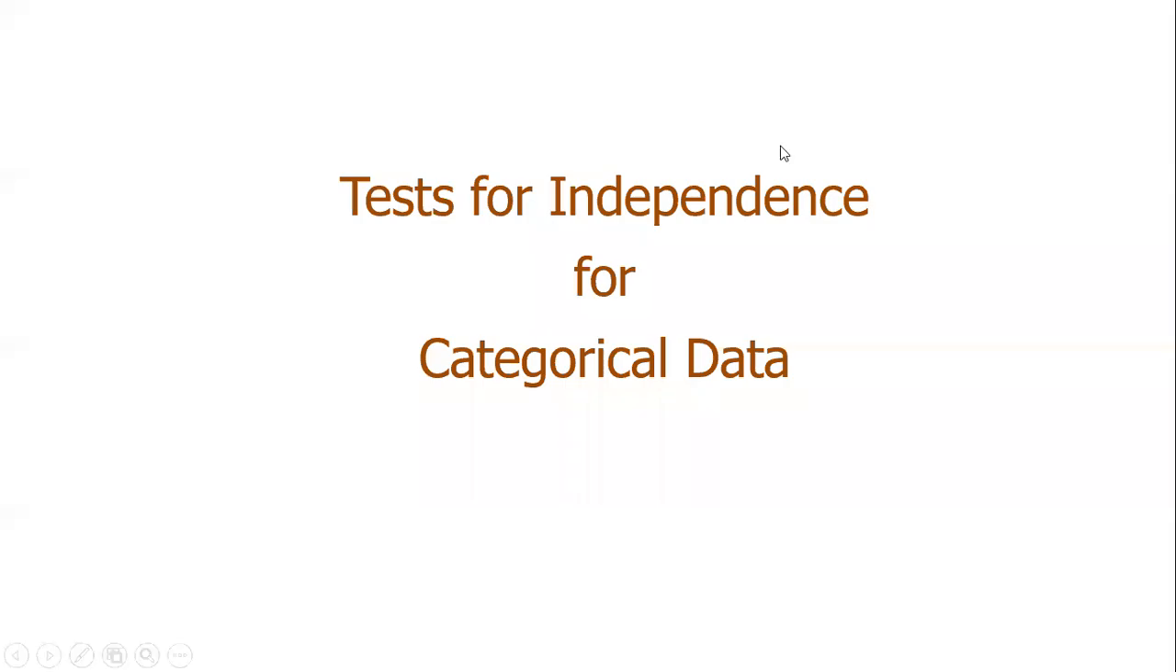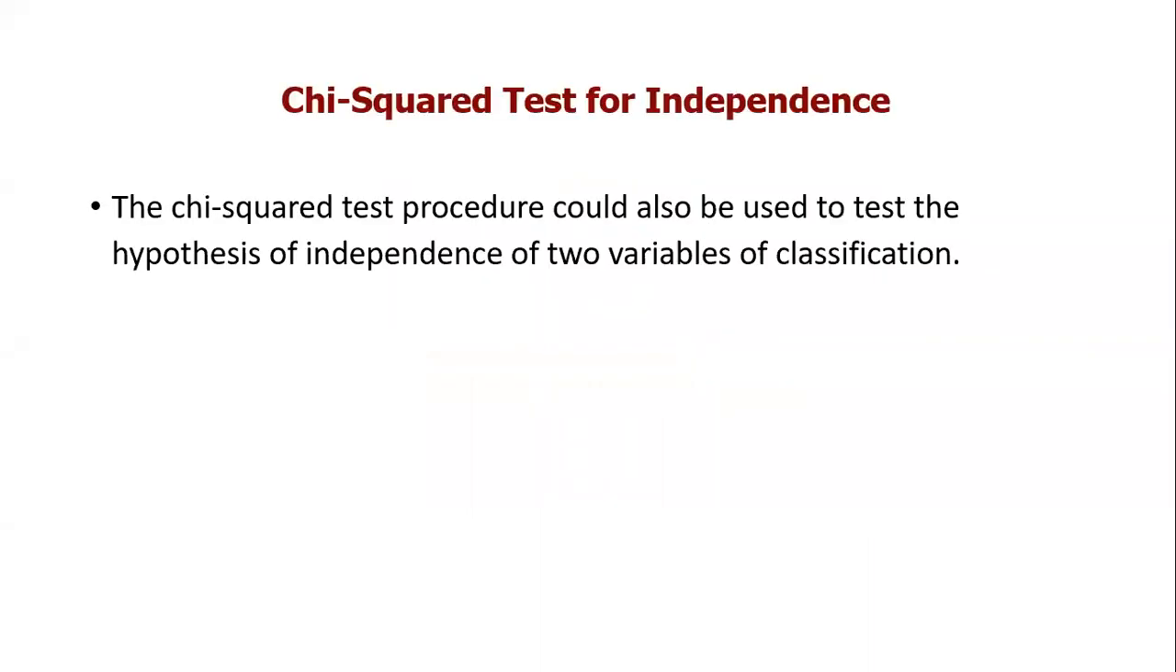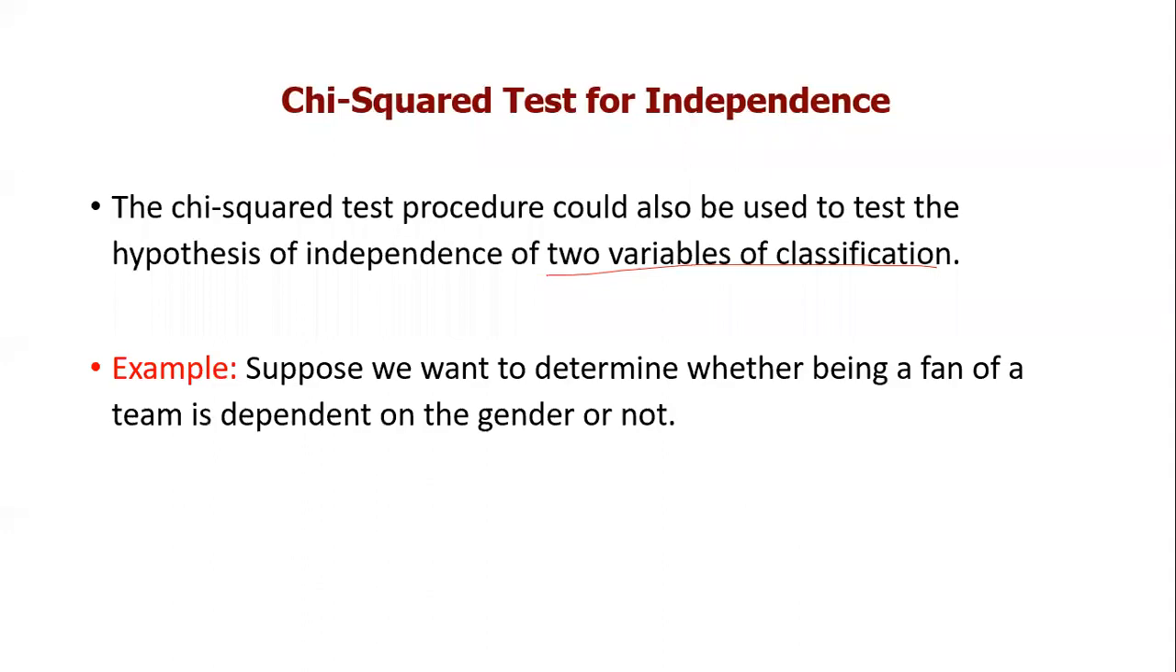Hello everyone. In this video, we will talk about the hypothesis test for independence for categorical data. This chi-square test procedure can also be used to test the hypothesis of independence of two variables of classification. So you have two variables and you want to test whether these variables are independent or not. What does it mean? Whether one of the variables affects the other or not.